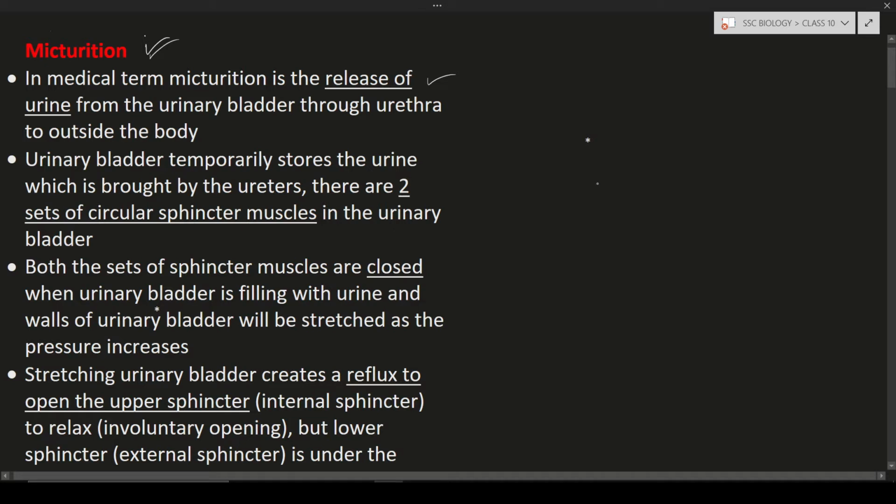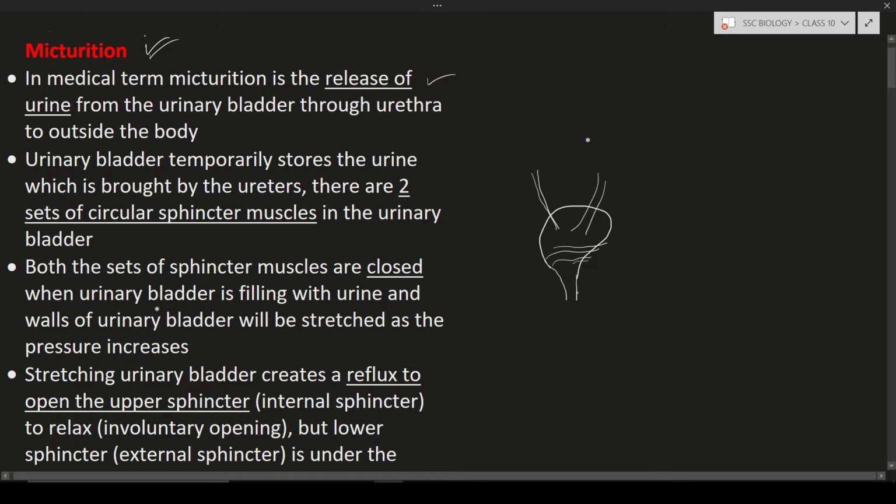In the last lectures we discussed a pair of kidneys. They produce the urine. This urine is brought to the urinary bladder by a pair of whitish tubes known as ureters. They release the urine into the urinary bladder, so this is how the urinary bladder stores the urine, which is brought by the ureters.